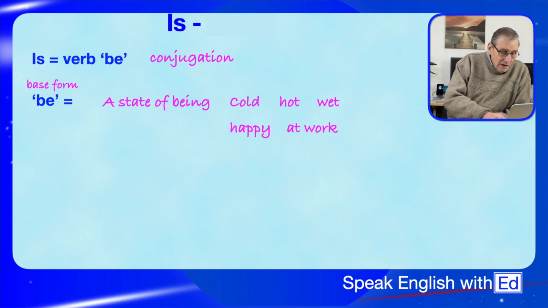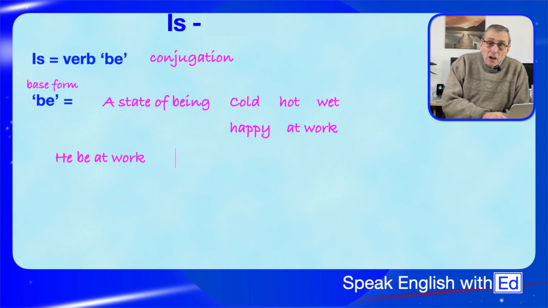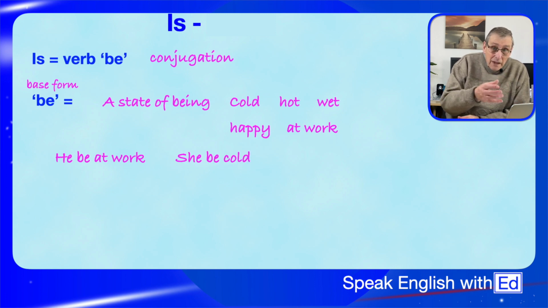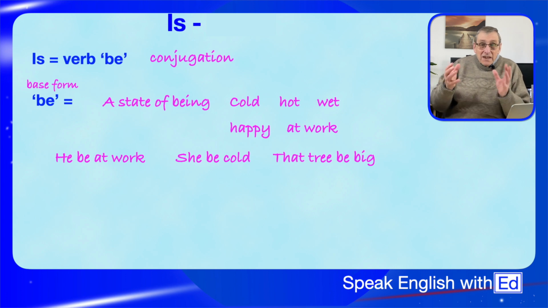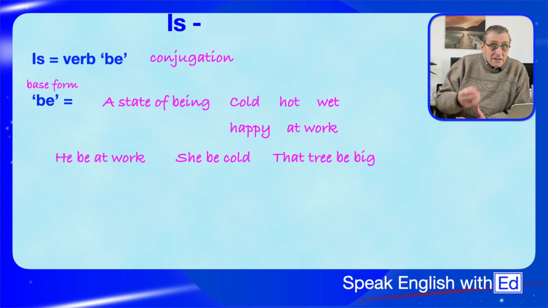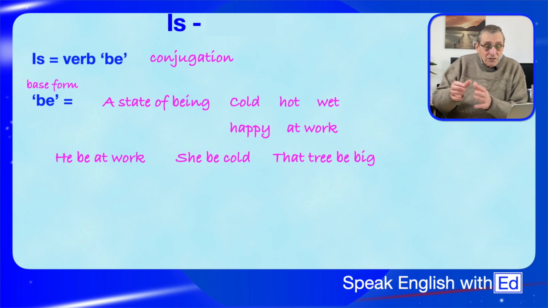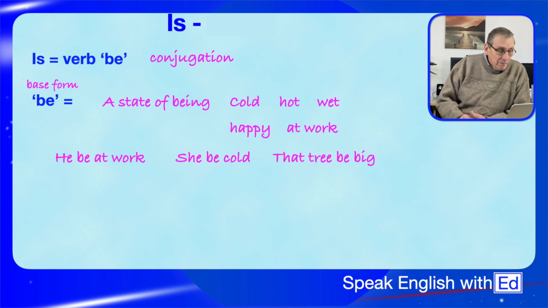Let me give you an example. He be at work. She be cold, using be instead of is. Or let's say, that be a big tree, or that tree be big. Instead of saying that is a big tree, that be a big tree. And it means exactly the same. We've just, nowadays, conjugated it for different circumstances.